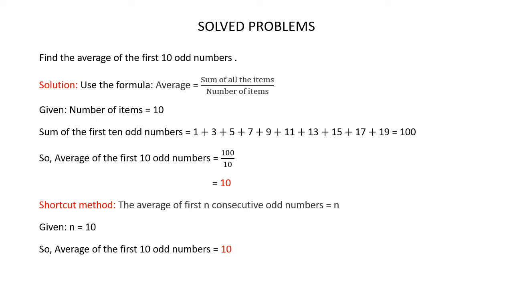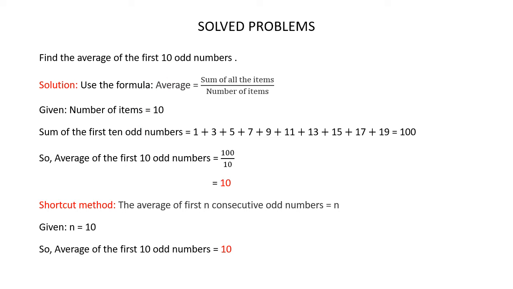Find the average of the first 10 odd numbers. Now to find the average, use the formula: average is equal to sum of all the items divided by number of items. Here you are asked to find the average of the first 10 odd numbers. So number of items is equal to 10.